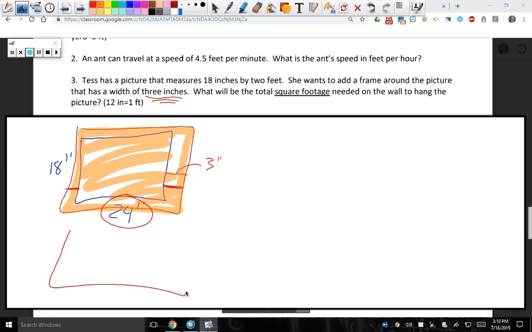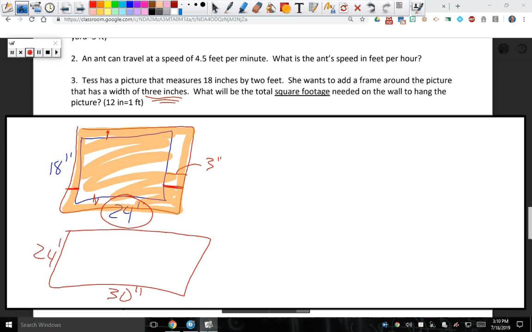So anyone, please tell me what would the total be of this one? 30. Because it'd be 24 plus 2 groups of 3. So it'd be 30 inches. Okay, and just like we did the groups of 3 on the left and right, we have to do the groups of 3 on the top and bottom. So what would that be?